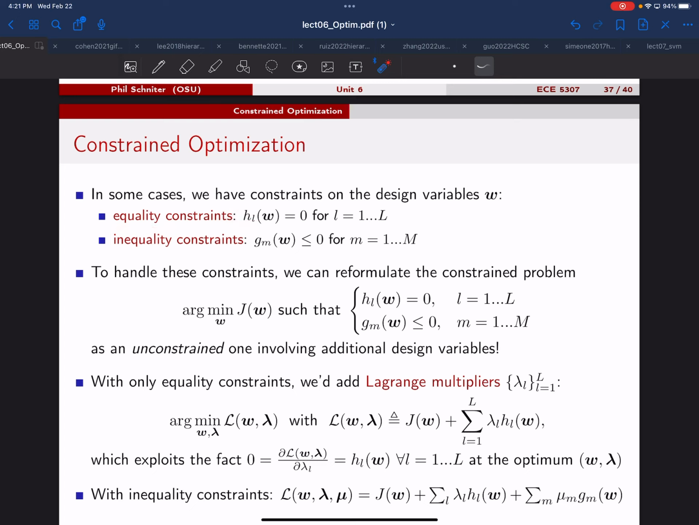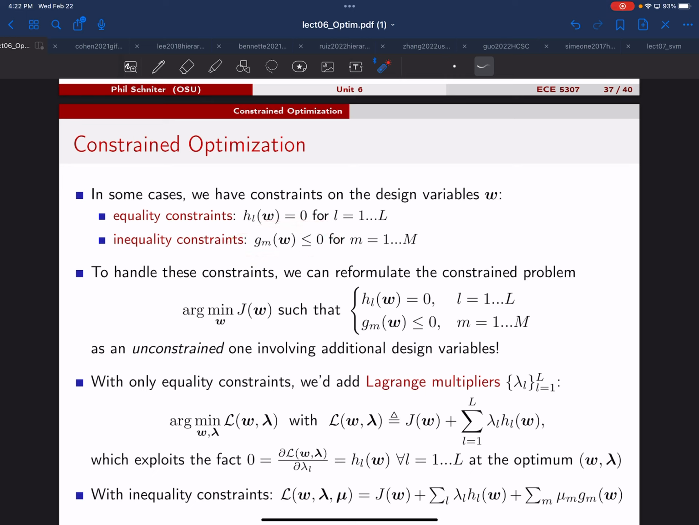So like, just as one example, if you have a probability mass function and you wanted to optimize over all probability mass functions, you have to make sure that all the elements sum to 1. That would be an example of an equality constraint. And you have to make sure that all the elements are non-negative. That would be the example of an inequality constraint.